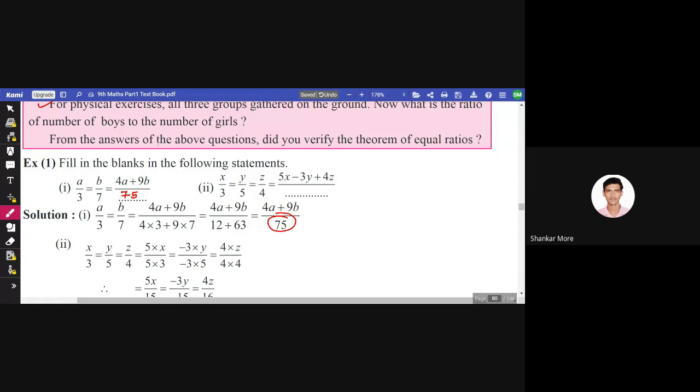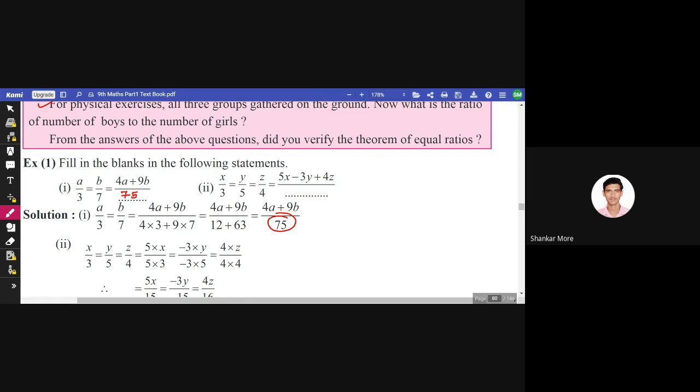Now let's take another example. Here we are given 3 ratios, right? x by 3 is equal to y by 5 is equal to z by 4. So these 3 ratios are equal. Now in the numerator we have 5x minus 3y plus 4z. So what will come in the denominator? x is multiplied by 5, so 3 will also be multiplied by 5, that is one thing.